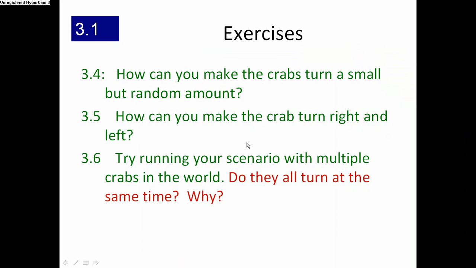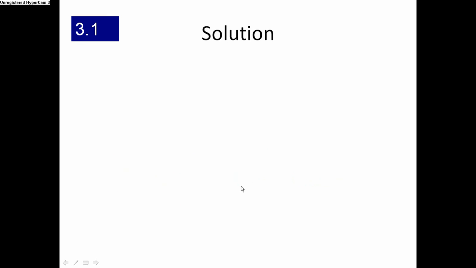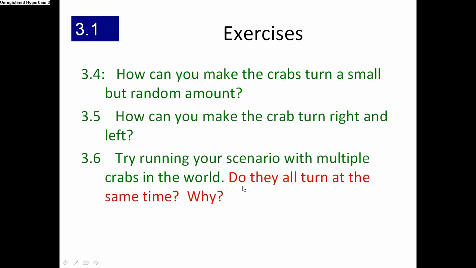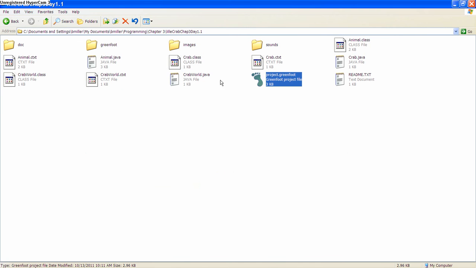Alright, try running your scenario with multiple crabs in the world. So how can you make the crabs turn a small but random amount? Try it, and put that into your program. How can you make the crab turn right and left sometimes? So random, and sometimes right, sometimes left. Try running your scenario with multiple crabs in the world. Do they all turn at the same time? Why or why not? Figure that all out. You guys do that, and I'm going to do something myself.